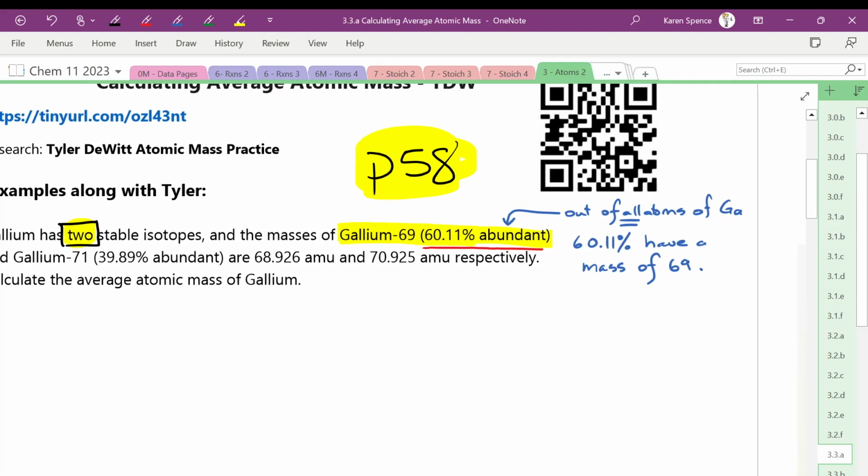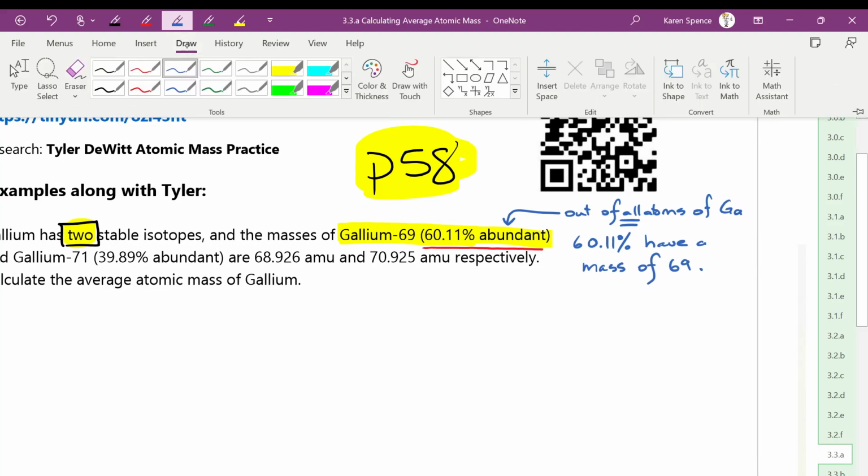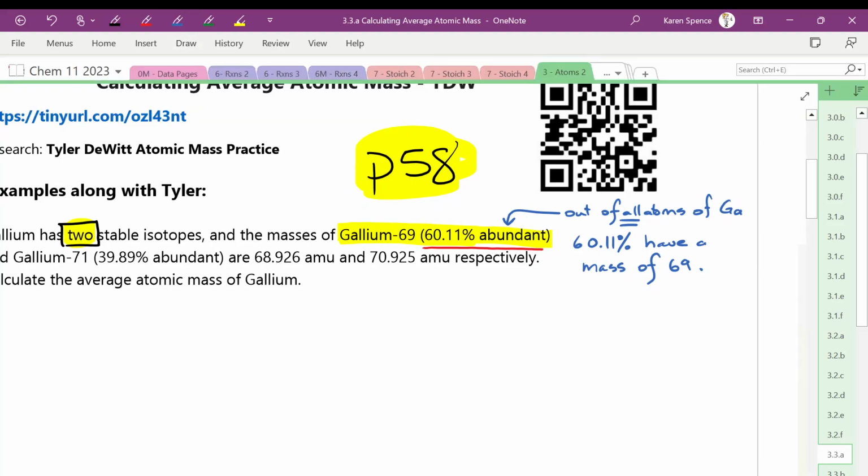Now we have another isotope. Our second isotope is gallium-71. Okay? And it is 39.89% abundant. Now, what do you get if you add 60.11 plus 39.89?